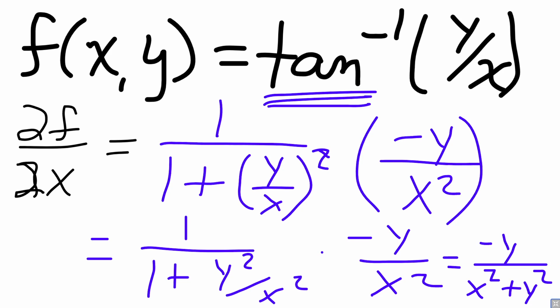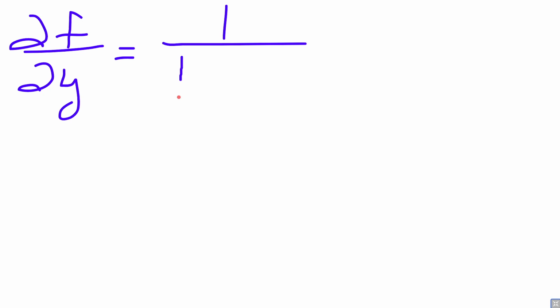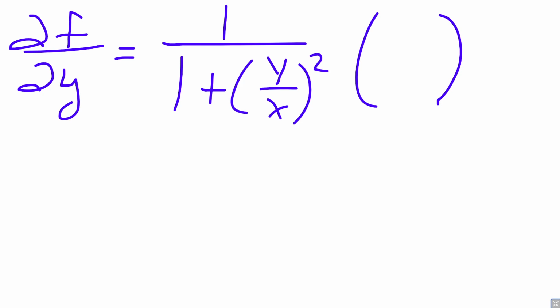Okay, so next, still working with the same function, but we're going to do the partial of f with respect to y. Still the same thing has to happen: we have to take the derivative of the tangent inverse first. So that's going to be 1 over 1 plus (y over x) squared, times the derivative of y over x with respect to y, which is 1 over x.